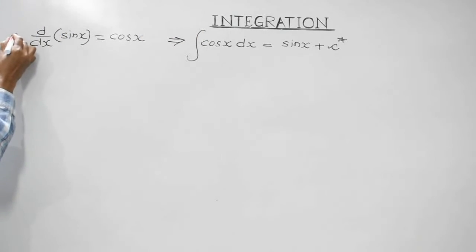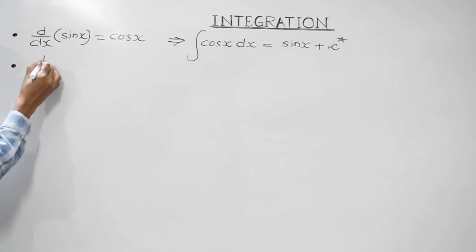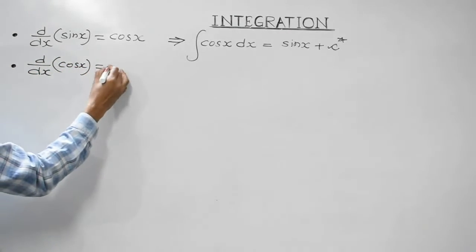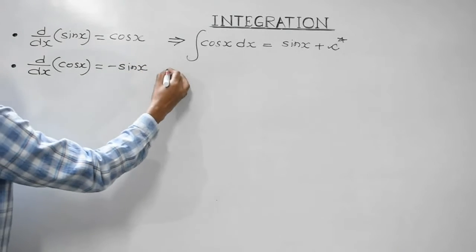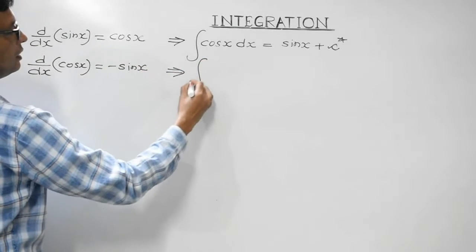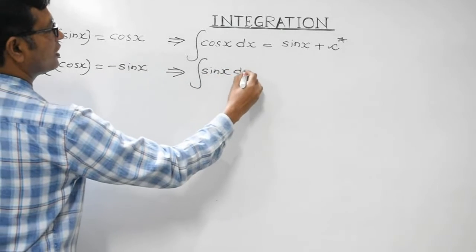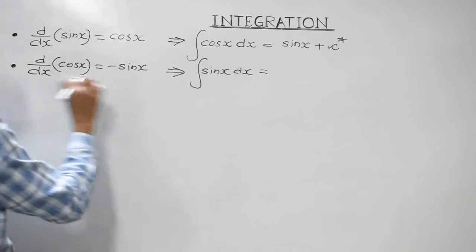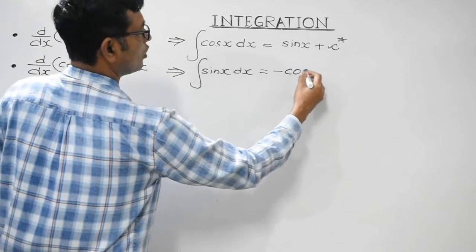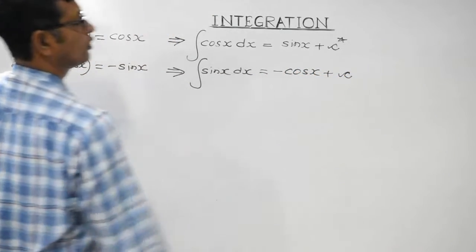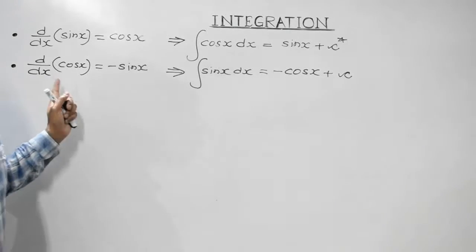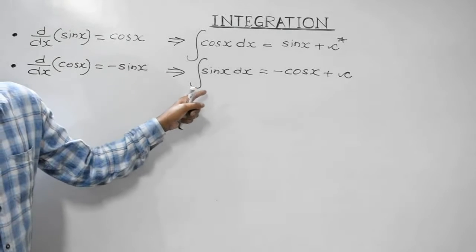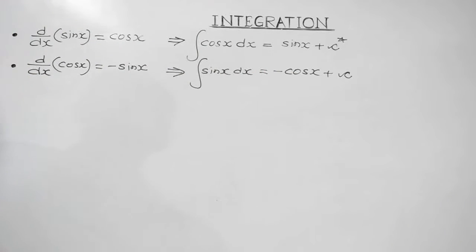Okay, another formula. Differentiation of cos x is equal to minus sin x, which implies that integration of sin x with respect to x, this minus sign can go to the other side of the equation, so it will become minus cos x plus constant of integration. It's clear now? Differentiation of cos x, we are aware, is equal to minus sin x, therefore integration of sin x would be equal to minus cos x, right?